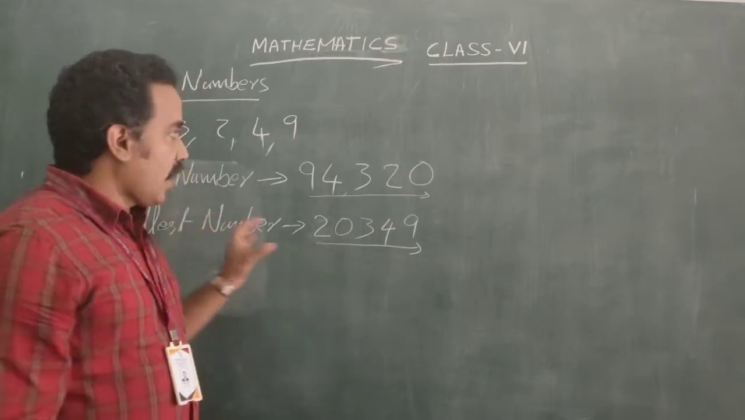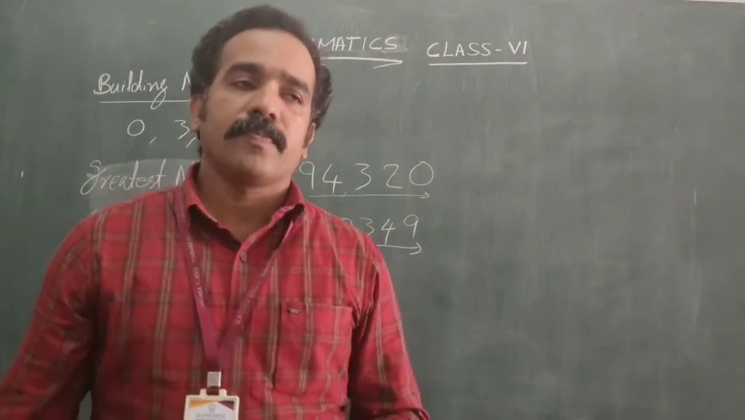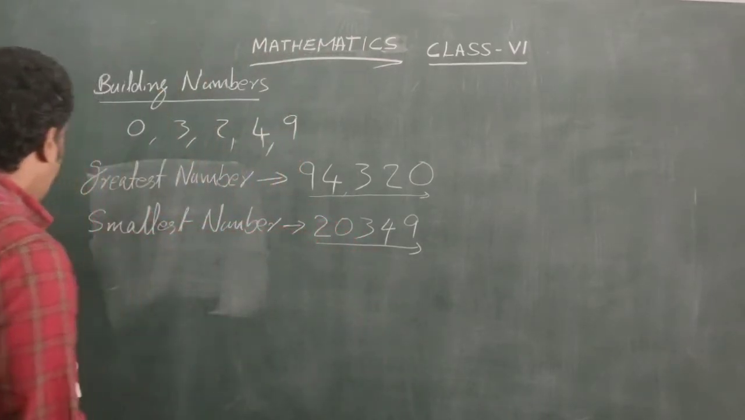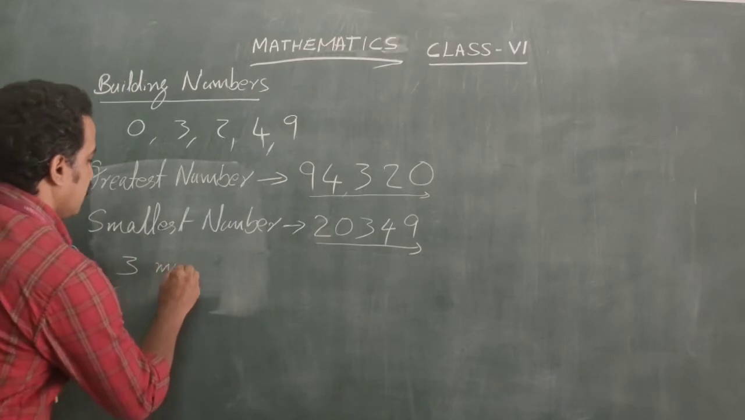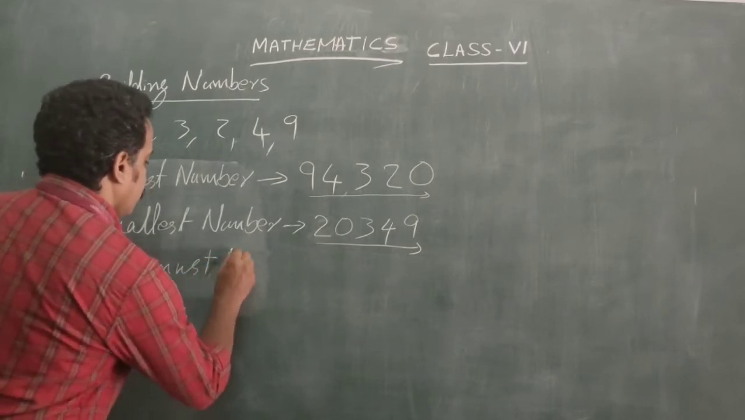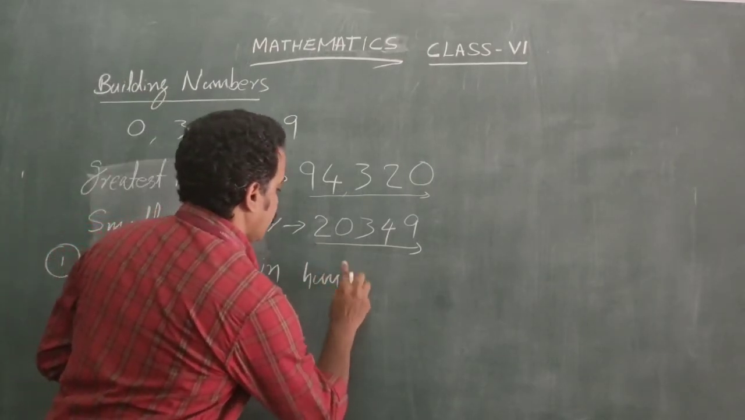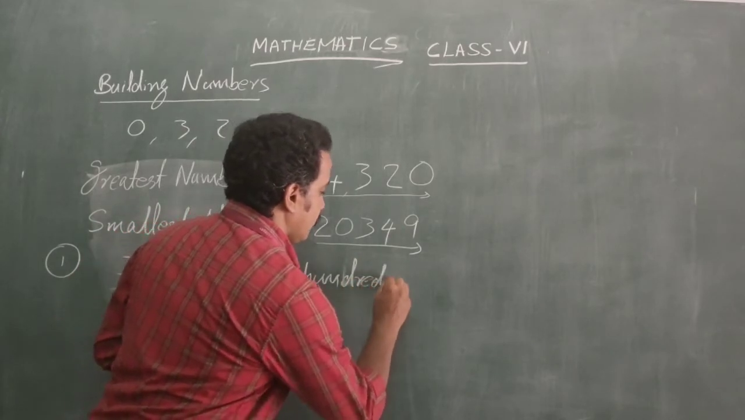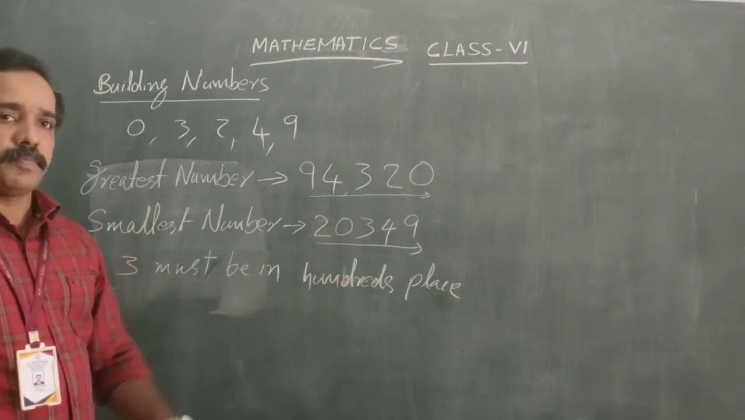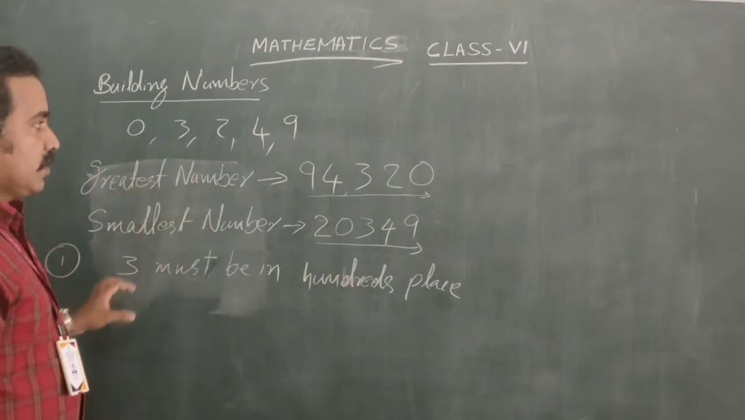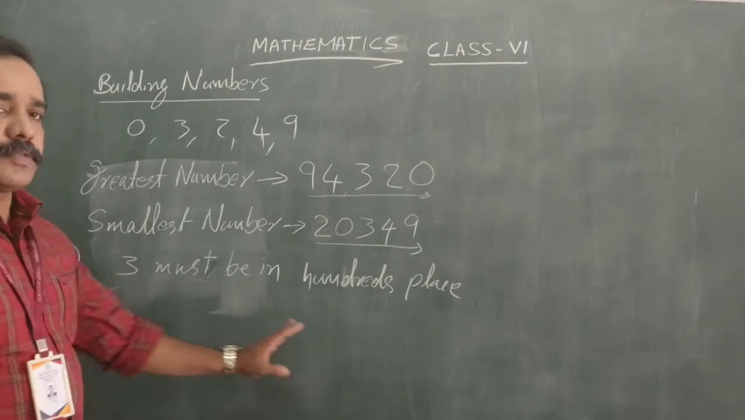Now along with these given digits, suppose a condition is also applied. For example, one condition I am writing here. The condition is 3 must be in hundreds place. Suppose that is one condition. 3 must be in hundreds place. Here already 3 is in hundreds place. So 3 must be in hundreds place.